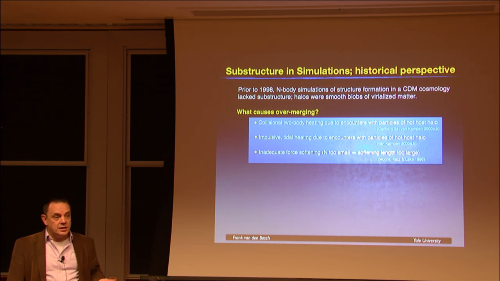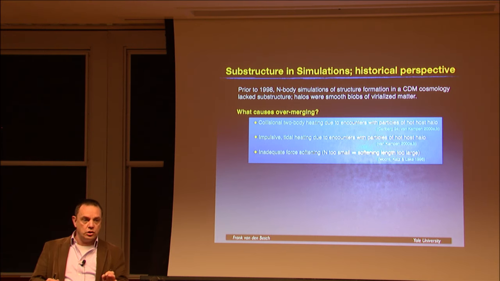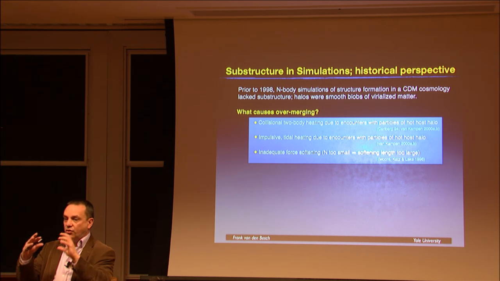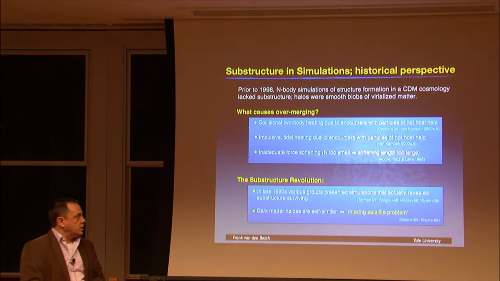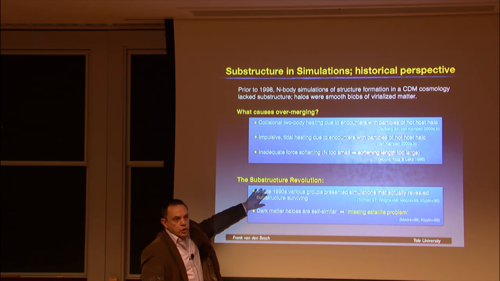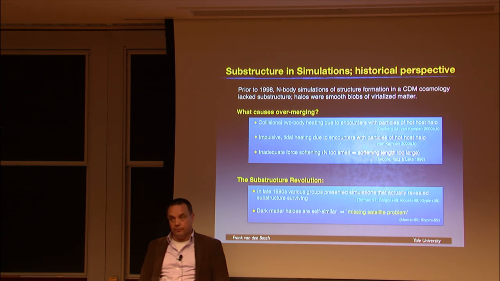And indeed, a few years later, in 1997, Beppe Torman was the first to run a simulation with enough resolution that suddenly he started to see surviving substructure. And very quickly, almost overnight, we went from talking about the overmerging problem to a new problem, the missing satellite problem.